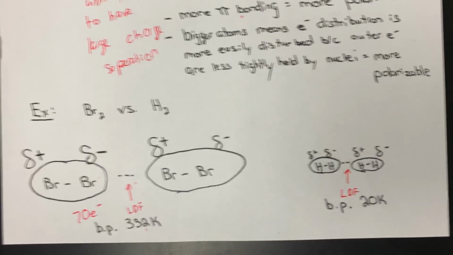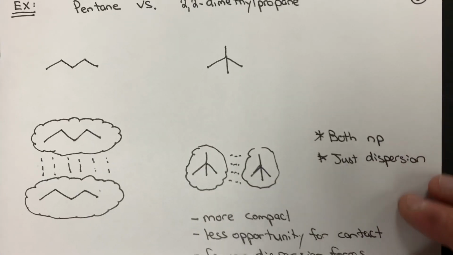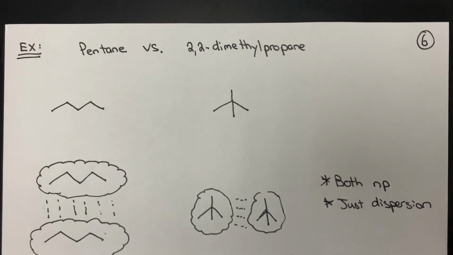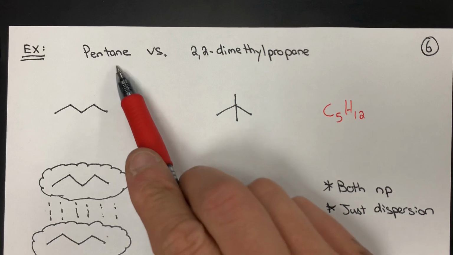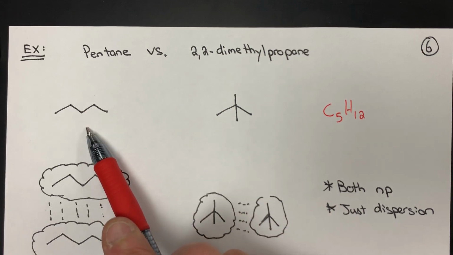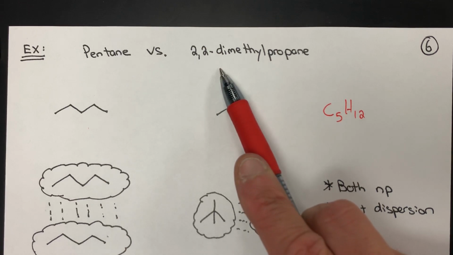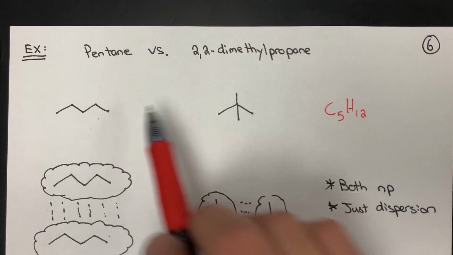So we've just evaluated this idea of increased polarizability. The other thing we need to consider when it comes to dispersion forces is this idea of contact area. Let's say we're going to evaluate two isomers of C5H12. We're going to look at the normal straight chain pentane, or n-pentane, versus the structural isomer 2,2-dimethylpropane, and here are those respective structures.